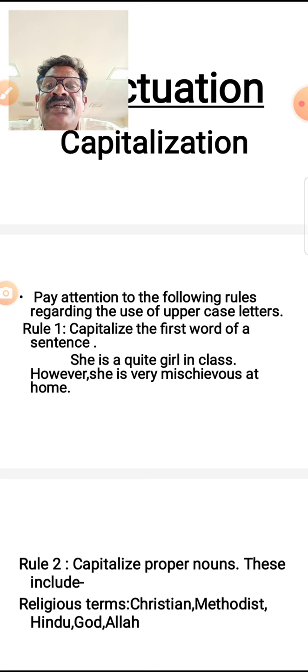And after in class there is a full stop. Once again another sentence will take place over there. That is why, however, she is very mischievous at home. So after the full stop, once again the next sentence started. So that is why the first letter of the sentence is once again a capital letter. Right, this is rule number 1.